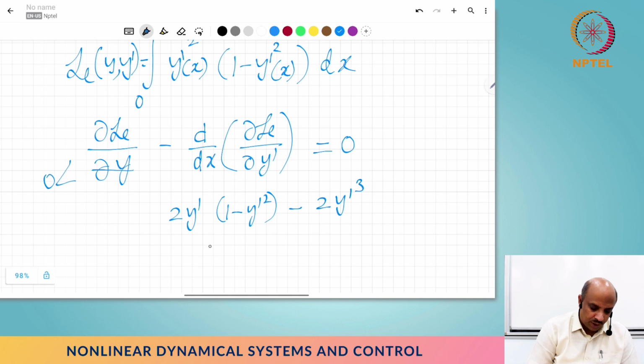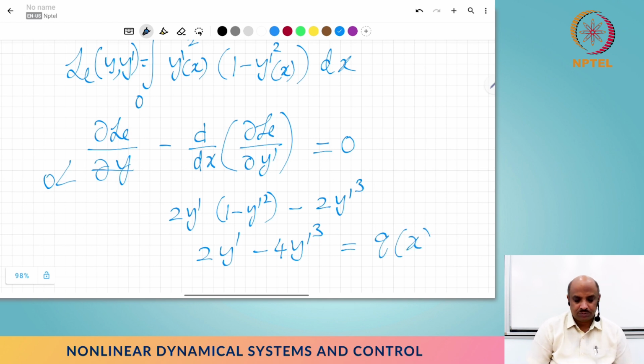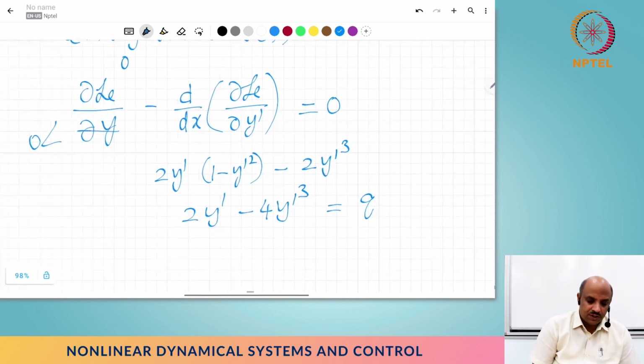So let me manipulate this. 2y prime minus 4y prime cubed is some function of, I don't know, call that q or something like that, some function of x, right? Sorry, some constant. It's not a function of x. D by dx of something is 0, so it's a constant with respect to x. So this is a differential equation that we haven't seen so far.